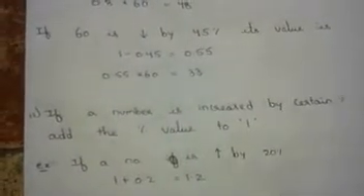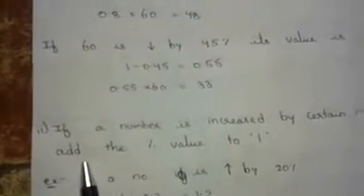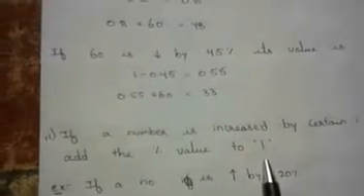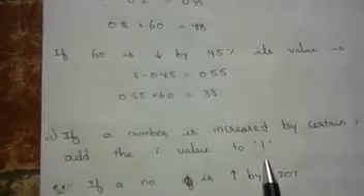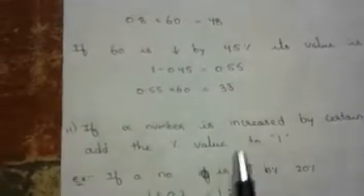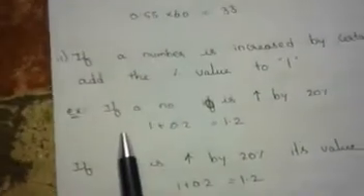Now let us look at the scenario wherein the percentage would be increased. In such cases, what you have to do is add the percentage value to 1. In the case of decrease, you have to subtract the value from 1, whereas in the case of increase, you have to add the value to 1. So now, let us have a look at an example.